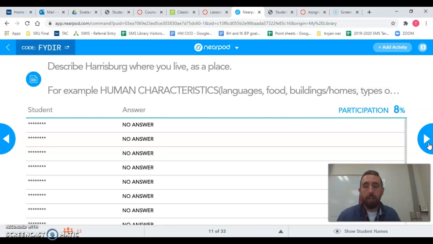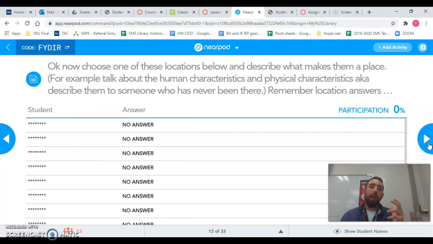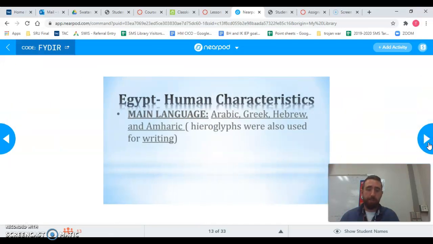There were a couple questions in here where it asked you to describe Harrisburg in the human characteristics and the physical characteristics, so you can practice on that one. There's also ones that have you pick between the beach, Disney World, Hershey Park, and there might have been one other place, New York City, I think, and you get to describe them in their physical characteristics or human characteristics, just as a practice.